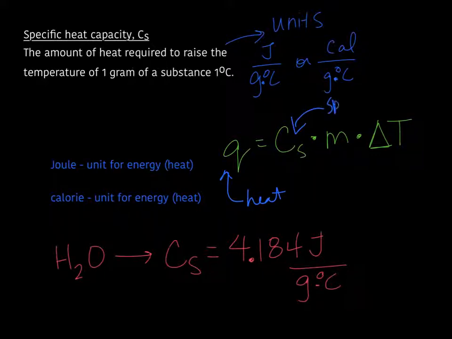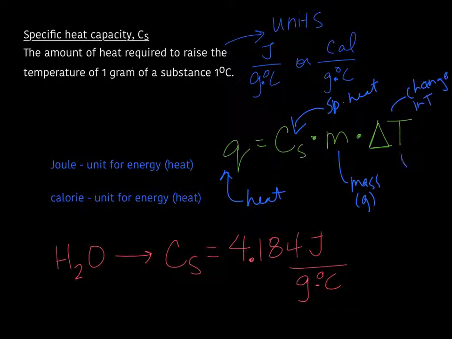That's the specific heat. m is mass, and it's in grams. And delta T is the change in temperature. And so it's found by taking the final temperature minus the initial temperature. So you always take where you end and you subtract where you started. All right, and that's what delta means. It means to take the final minus the initial. That triangle is delta. Okay?